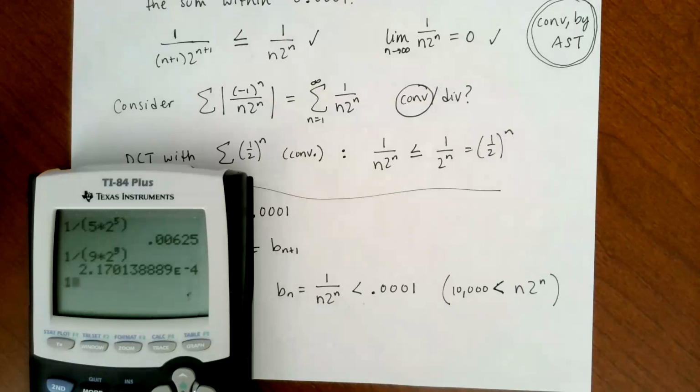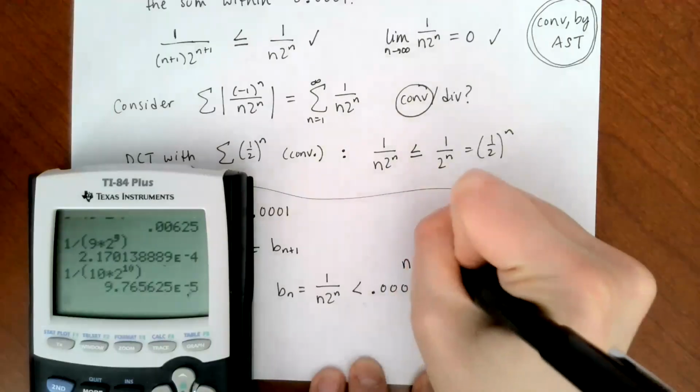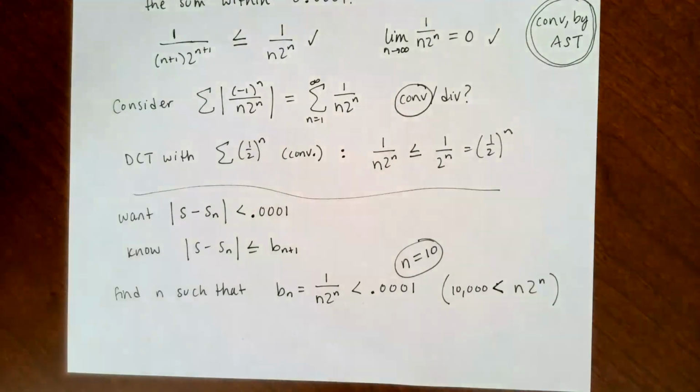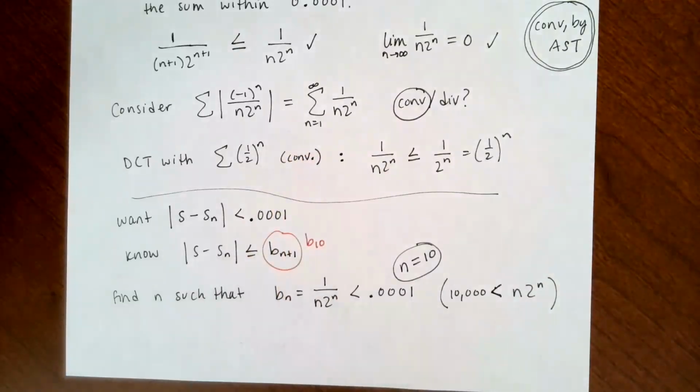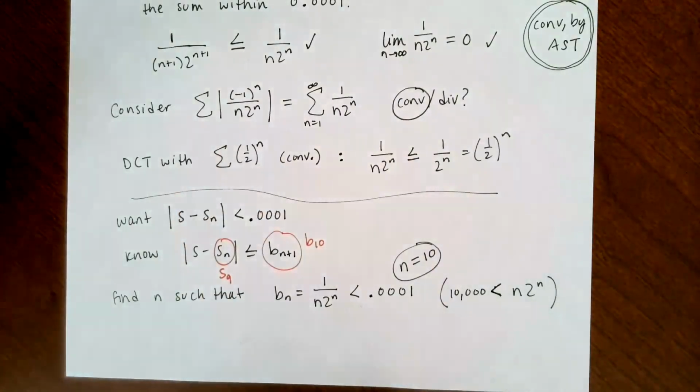If we do one more, if we do 1/10 to the 10th, we finally get a number that's smaller than 0.0001. So 10 is the first integer value for which this is less than. Okay, so that means that we need V10 to be this guy here. So if this is V10, that means that we need S9, which is the ninth partial sum.